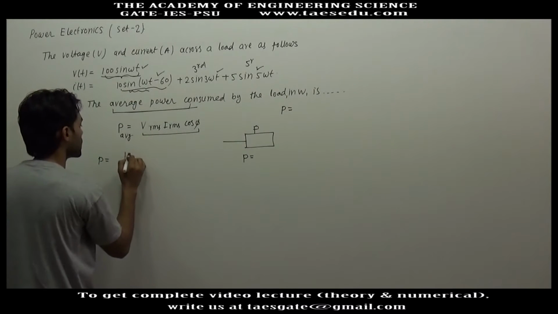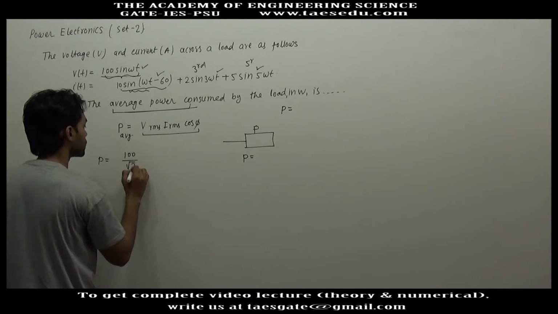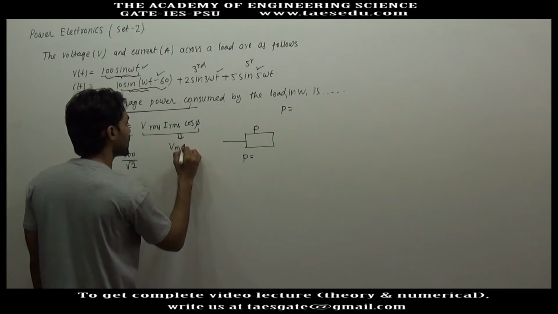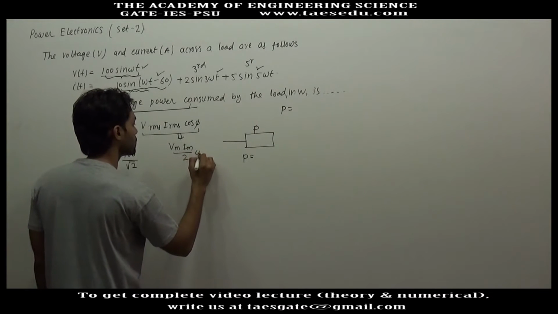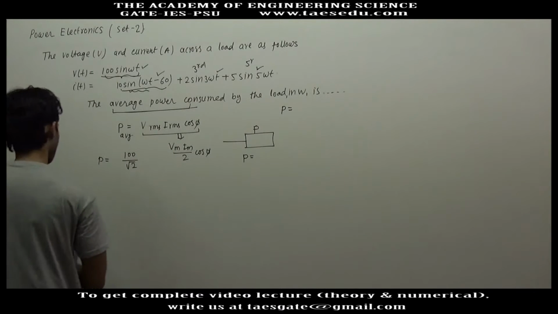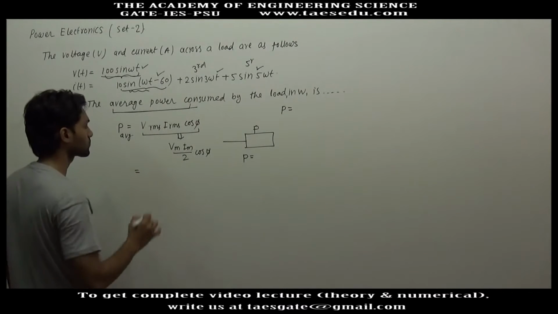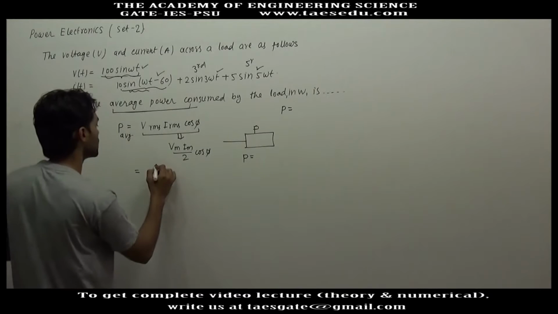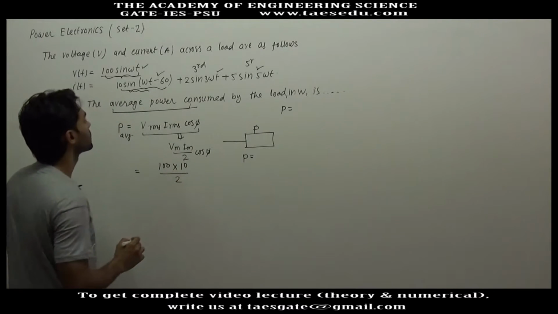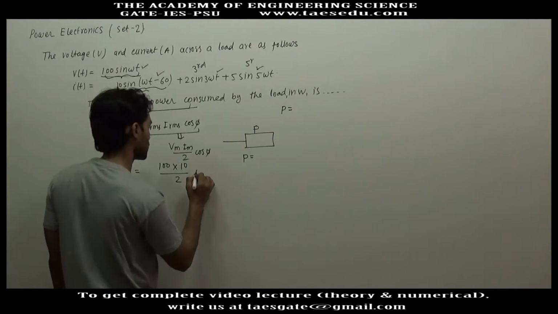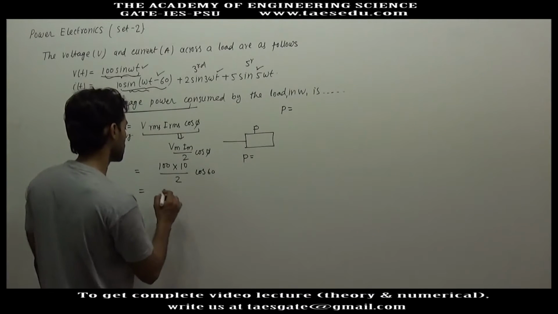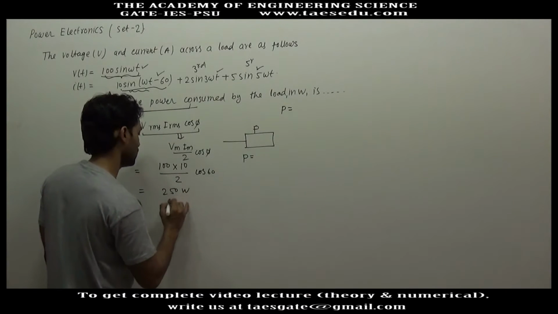So the average power will be Vrms, which is 100 by root 2, times Irms cos phi. This can also be written as Vm by 2 into Im cos phi. So V maximum is 100 volt, I maximum is 10 ampere divided by 2, and the phase difference is 60 degree, cos 60. This will give you 250 watt.